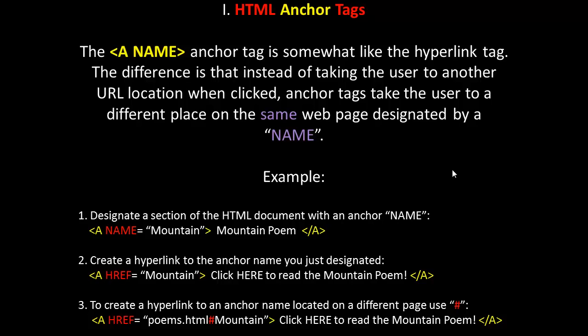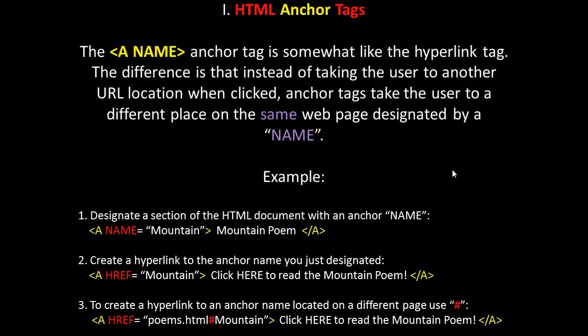To do this, first we would designate a section of the HTML document with an anchor name. So in other words, I'd have an opening anchor tag, the attribute name, and let's say that I specify the term mountain. Then I'd put text in between the open and closing anchor tags, in this example, mountain poem. Next, I create a hyperlink to the anchor that I just designated. To do this, I use another set of open and closing anchor tags, and this time I use the href attribute, and I would just specify mountain. And then I'd put some text in between it, say click here to read the mountain poem. Well, when the user clicks that, it will go and take them to the section of the HTML document that has been designated with the name mountain.